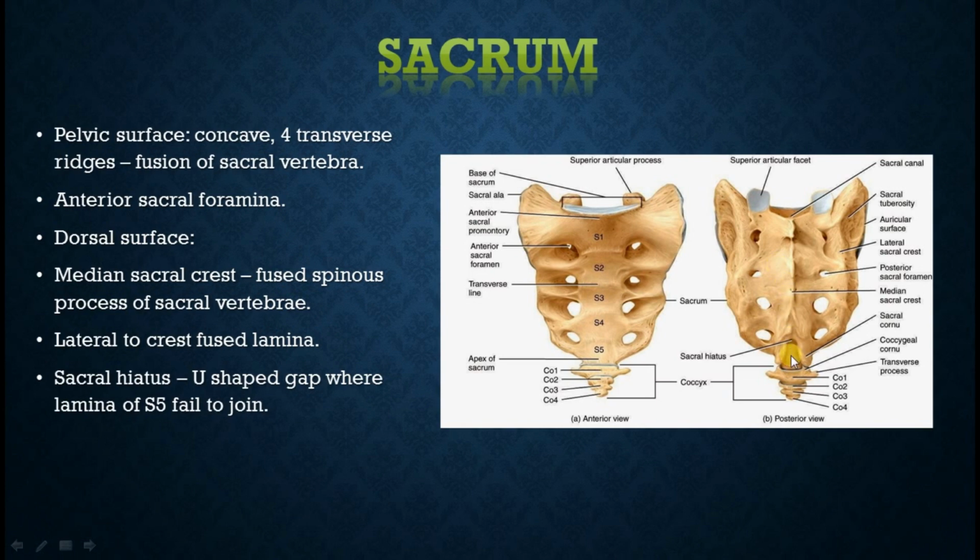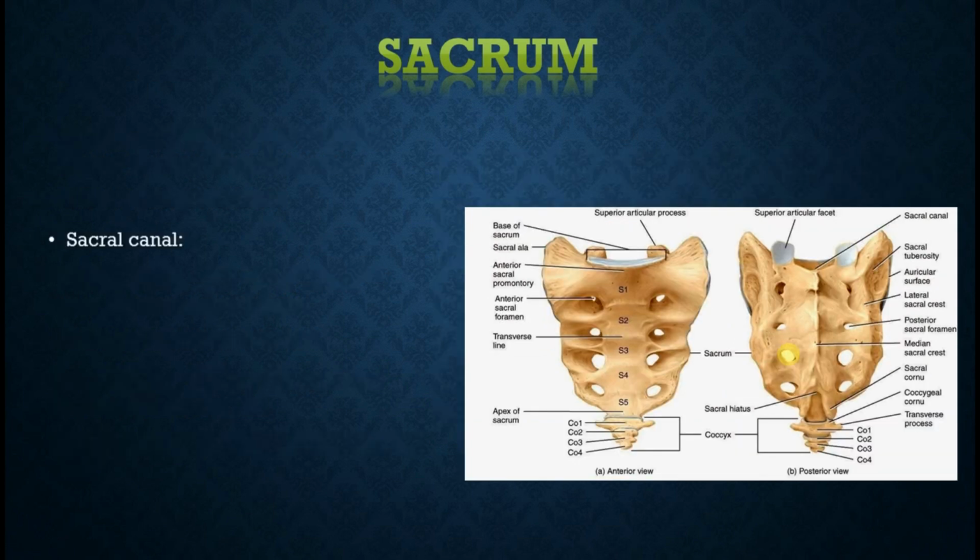The 5th sacral vertebra alone has laminae that are not fused and shows an inverted U-shaped opening, which is called the sacral hiatus. This hiatus is guarded laterally by the lower edge of the unfused articular process, the inferior articular process, called the sacral cornua. So these two are the sacral cornua, the unfused part of the inferior articular process. The sacral hiatus is the non-fused part of the lamina of the 5th sacral vertebra.